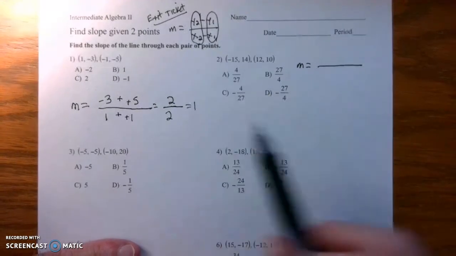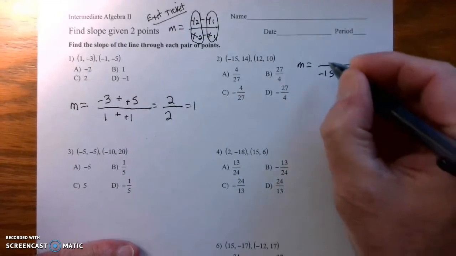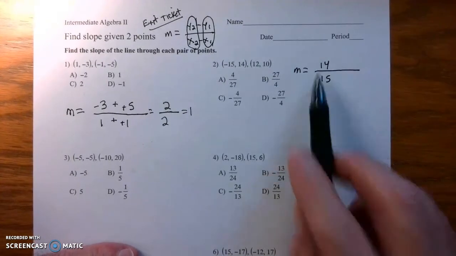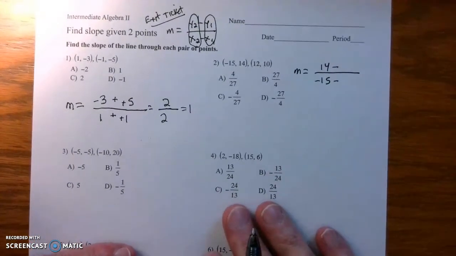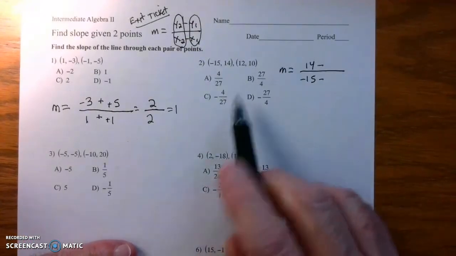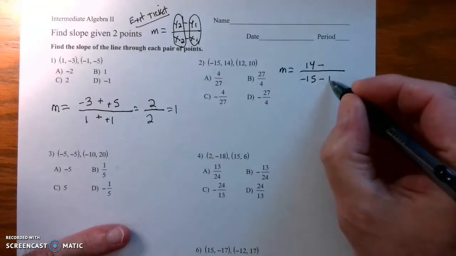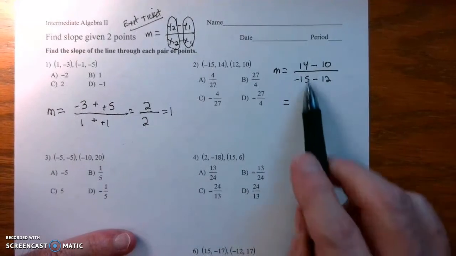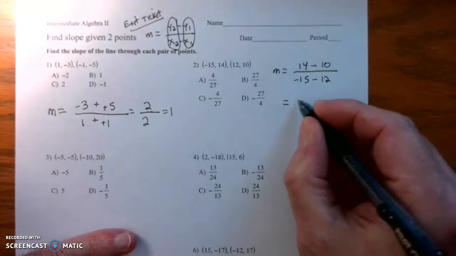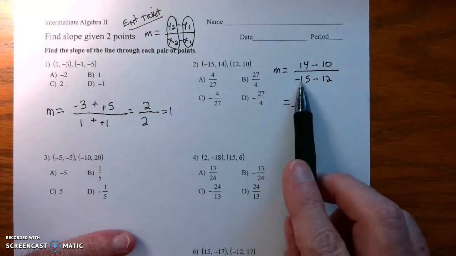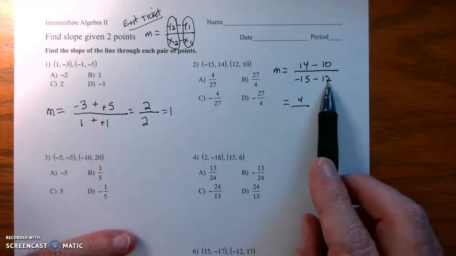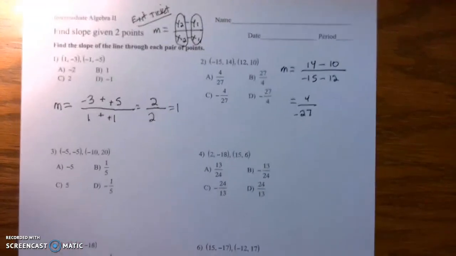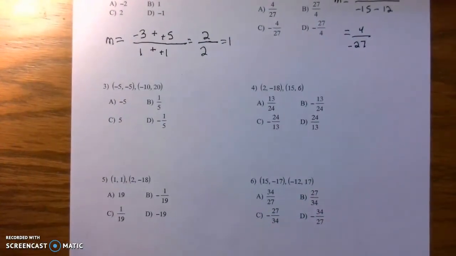Take the first point upside down. All right, the x goes on the bottom, the y goes on the top. I'll put your subtraction sign and write the next point upside down. Okay, we have 14 minus 10. That's 4. -15 minus 12 more is -27. That's the answer. All right, number 3.